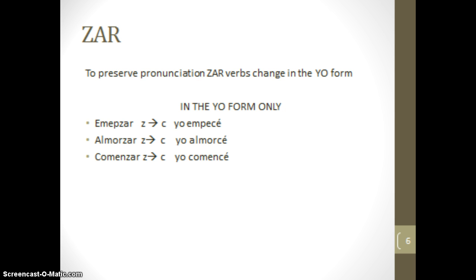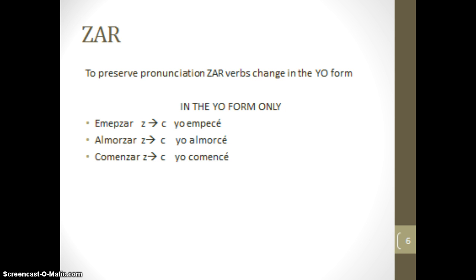And last but not least, we have our zar verbs. To preserve pronunciation in zar, we change to a C. The Z just changes to a C. So yo empecé, yo almorcé, yo comencé. And guys, since these are yo forms, we don't even have to think about stem changers because we know that in the preterite, the only time we can stem change is in the he, she, they, and usted and ustedes form. So really, the only thing we have to remember are these 3 changes.